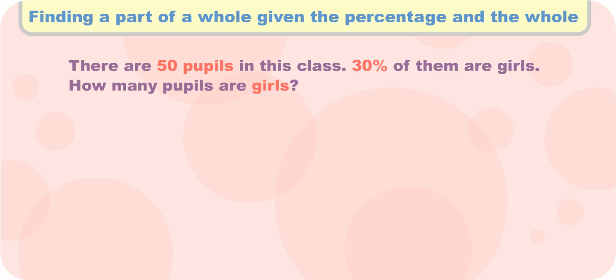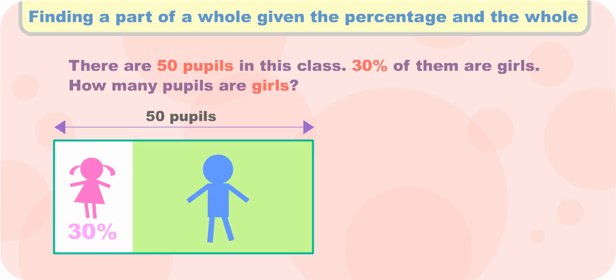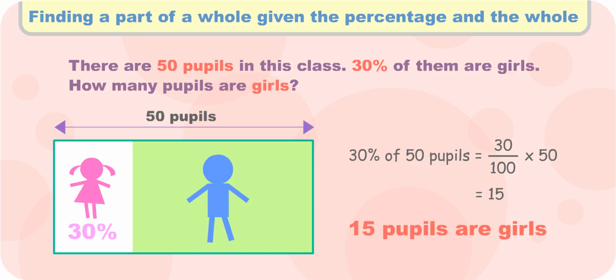First, we identify the whole, which is 50 pupils. Out of the 50 pupils, 30% of them are girls. Next, we need to find the number of girls. Therefore, we need to find out how many is 30% out of 50. 30% out of 50 pupils is equals to 30 over 100 times 50, which is 15. So, 15 pupils are girls.